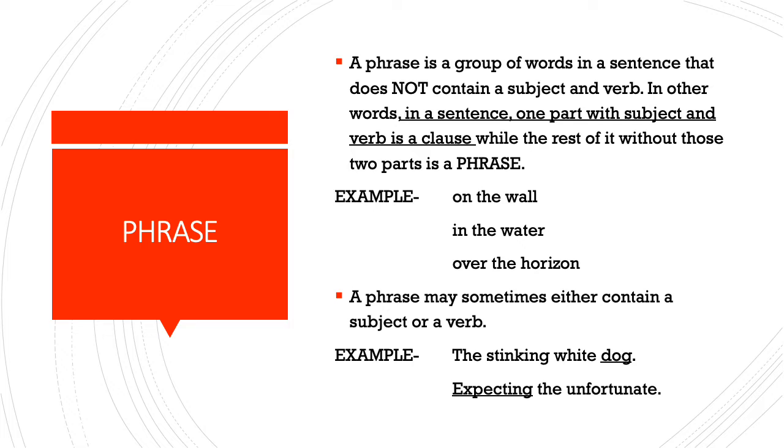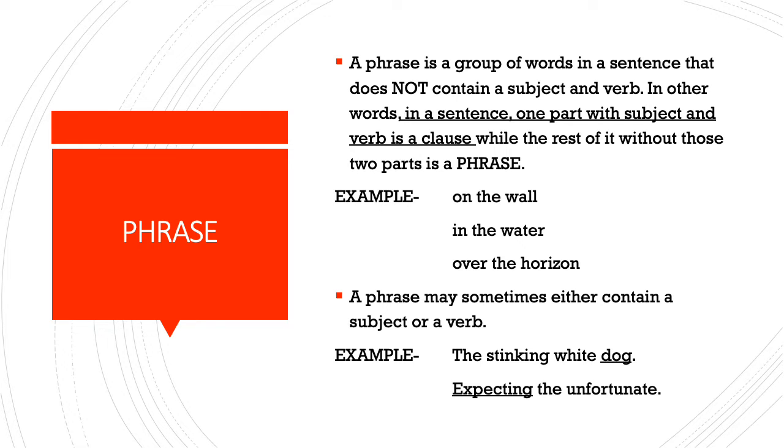So clause is done. Now coming to phrase. Now what is a phrase? A phrase is again a group of words in a sentence that does not contain a subject and a verb. In other words, in a sentence, one part with a subject and a verb is a clause, while the rest of it without those two parts is a phrase. So a phrase neither has a subject nor a verb, and it cannot support itself, it cannot have a meaning of its own.